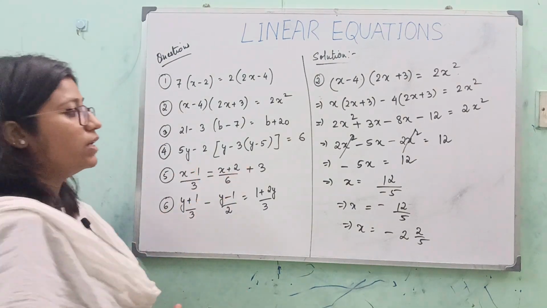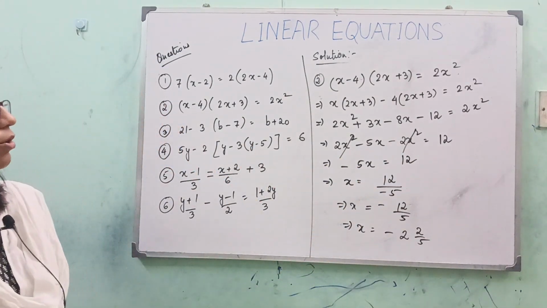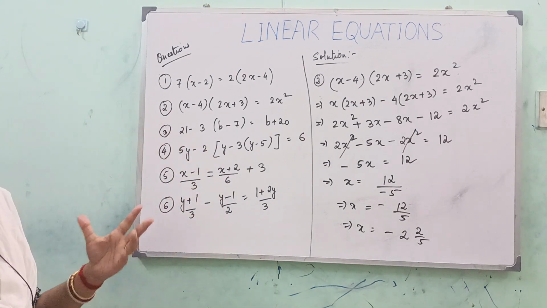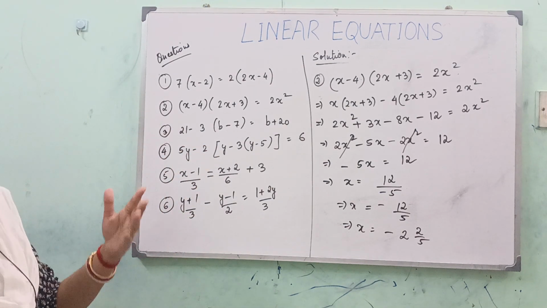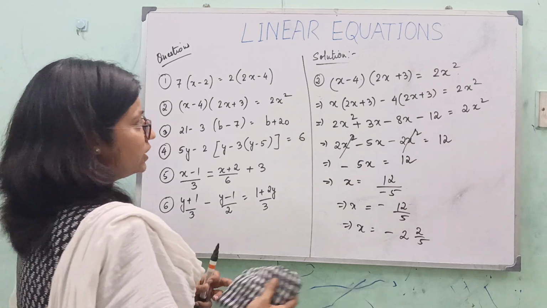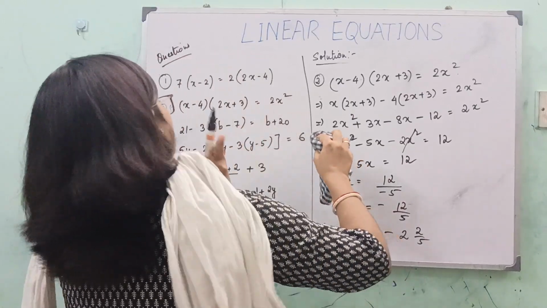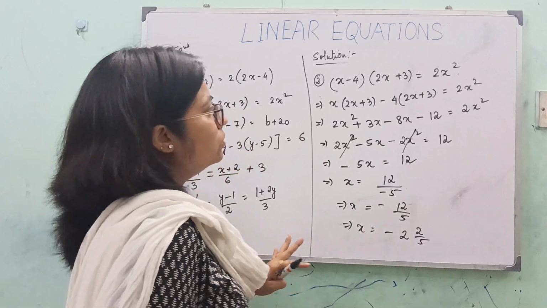You know how to do the verification in short. Put the value of x in your left hand side, in your right hand side, and then go for checking the verification of your solution. Okay, the second sum is clear, I suppose, to everybody.